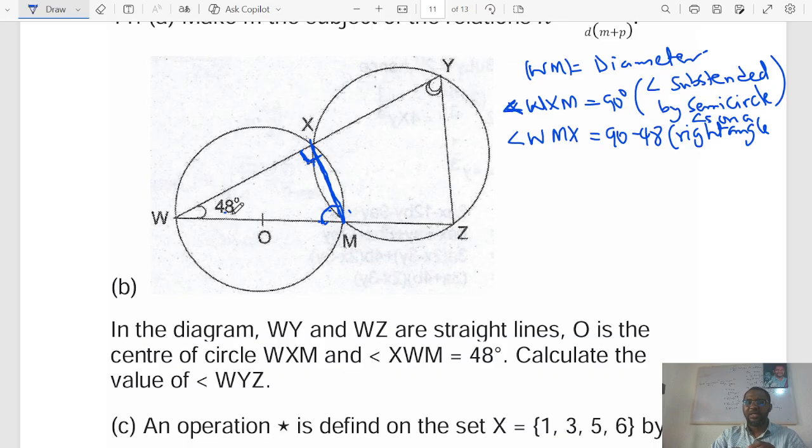I can say that angle WMX is going to be 90 minus 48. Don't forget that the sum of angles in a triangle is 180. So if this is 90, the remaining two angles sum to 90. That's why I'm subtracting from 90. And this is going to give me 42. So this angle is 42 degrees.